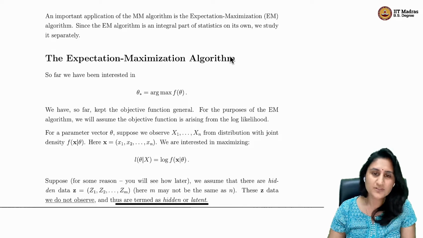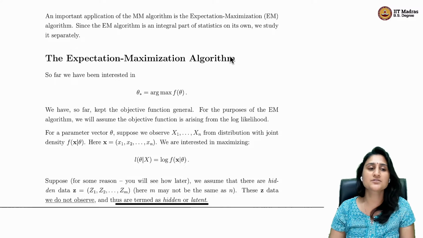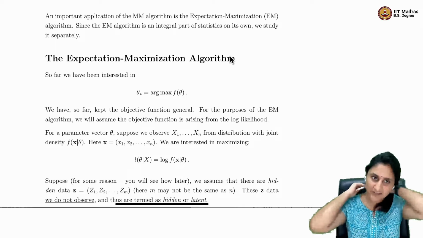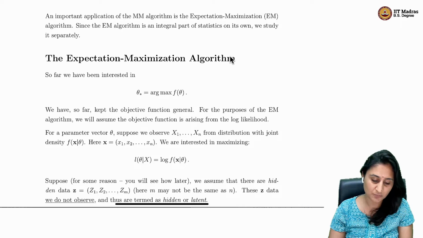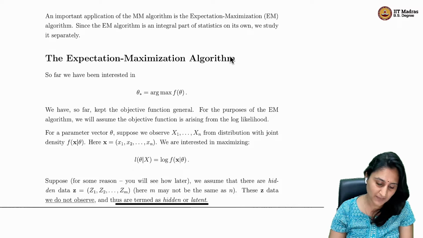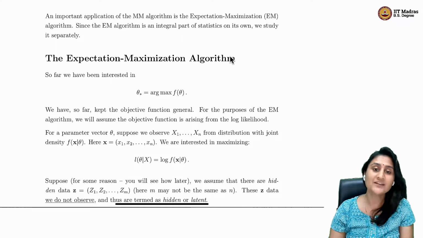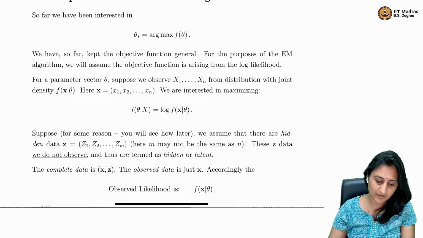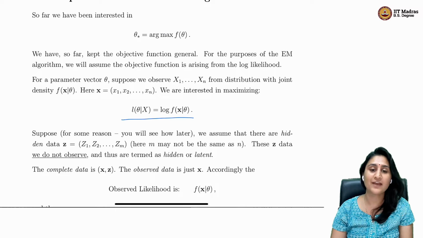Now, with that assumption, if we have a parameter vector theta, so this is multidimensional, theta is a vector. Suppose that I observe x1 up to xn from some distribution such that the joint density is f of bold x given theta. Here bold x is small x1, small x2, up to small xn. For each capital xi, there's a small xi that I observe, and I denote that by bold x. So we have the joint density function f of x given theta, and what we're interested in is maximizing the log likelihood, L of theta given x, which is equal to log of f of x given theta.